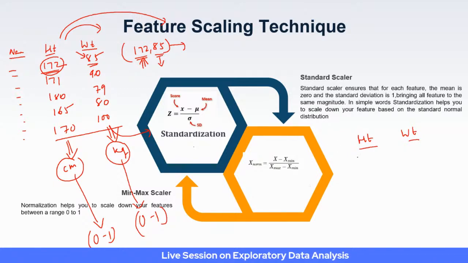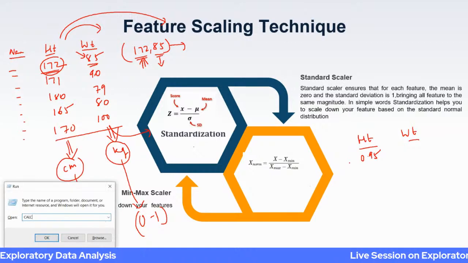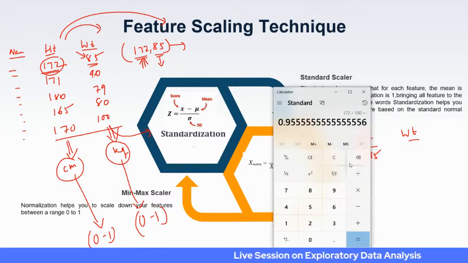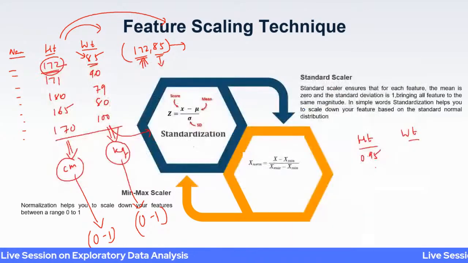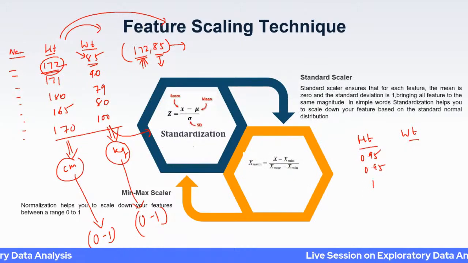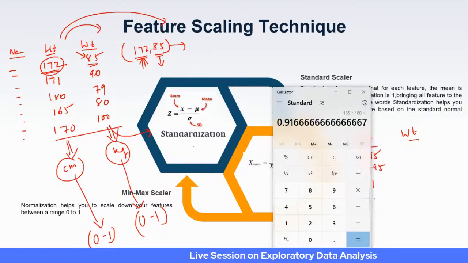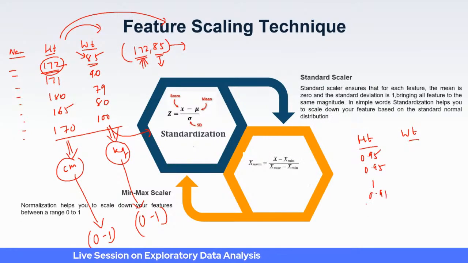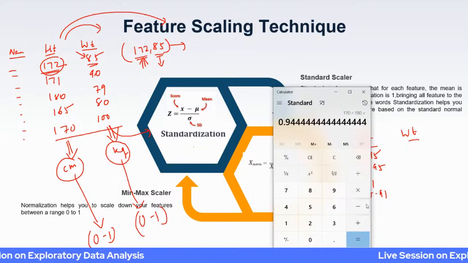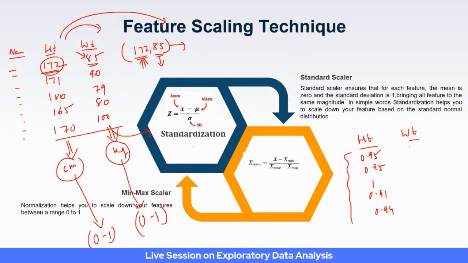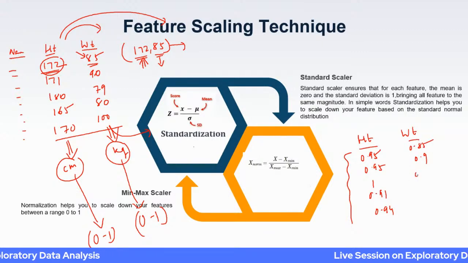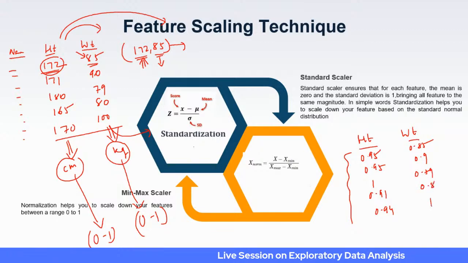So 172 divided by 180, maybe 0.95. 171 divided by 180, again 0.95. This is 1. 165 divided by 180, 0.91. 170 divided by 180, 0.94. Now all the numbers are within the same range. Same with weight. I will do 85 divided by 100, 0.85, 0.9, 0.79, 0.81.